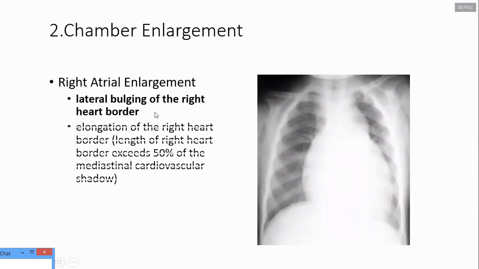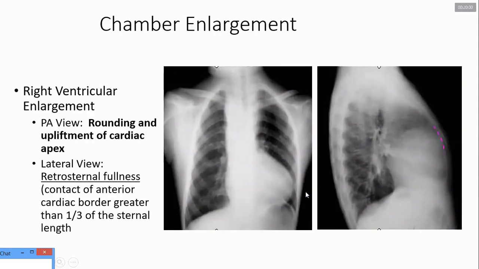Now chamber enlargement. Right atrial enlargement: we can see there is prominent bulging of the right heart border on PA view. Now right ventricular enlargement: there is rounding and upliftment of the right border of the heart on PA view. Similarly, on lateral view, there is retrosternal fullness. In the right ventricle, there is rounding and upliftment of the apex of the heart, while in the left ventricle, the apex of the heart is displaced inferiorly and laterally. This is right, and this is left ventricular enlargement. We will discuss this in a later slide.